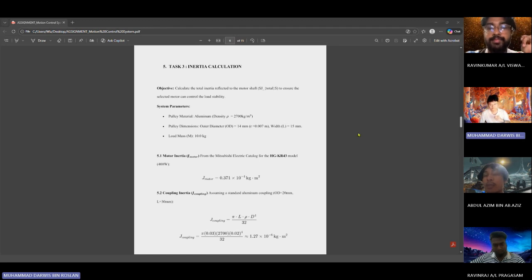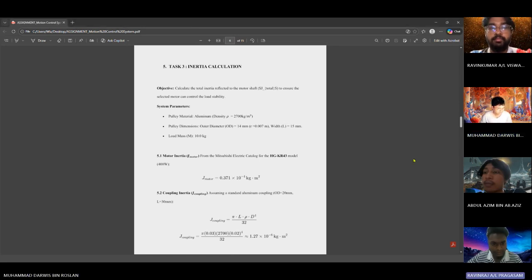Okay, my name is Ravinraj. I want to explain the inertia calculation. The objective is to calculate the total inertia reflected to the motor shaft and to ensure the selected motor can control the load stably.